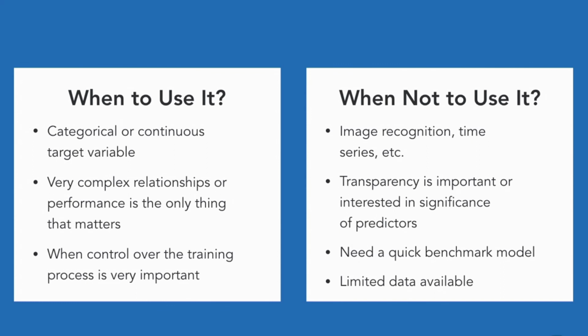In summary, multilayer perceptrons are often the best tool for the job when you have a lot of data and you really only care about performance. But they're not ideal if you have limited data, if you don't have much time or compute power, or you really care about the transparency of the model and understanding its predictions.